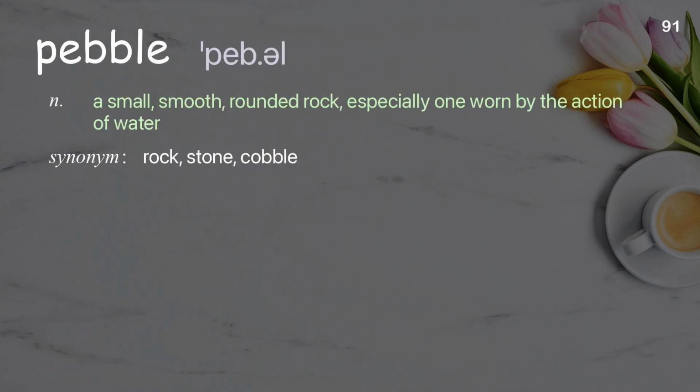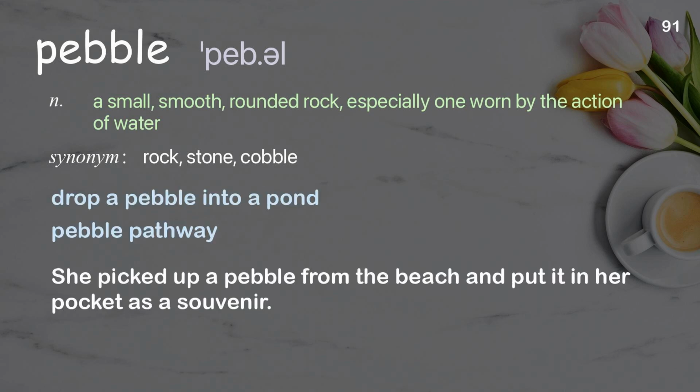Pebble. A small, smooth, rounded rock, especially one worn by the action of water. Examples. Drop a pebble into a pond. Pebble pathway. She picked up a pebble from the beach and put it in her pocket as a souvenir.